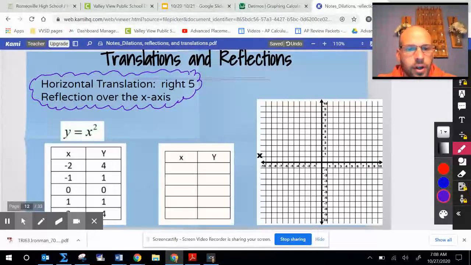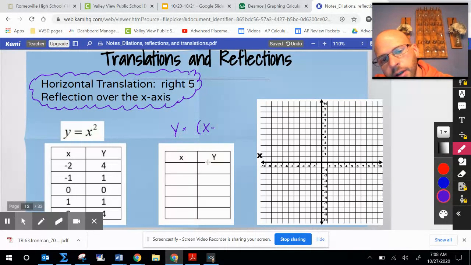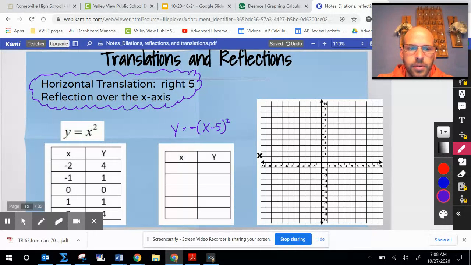So if I want to take this function and go to the right 5, I'm going to have an x minus 5 squared. And I want to do a reflection over the x-axis, which means I need a negative out front. So this is my new function, okay?